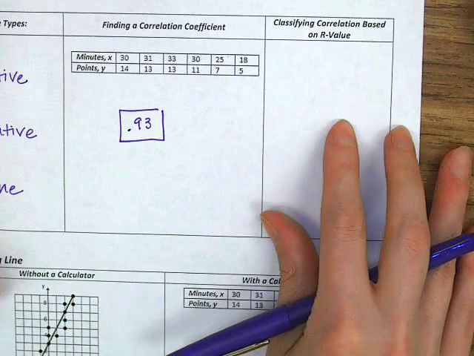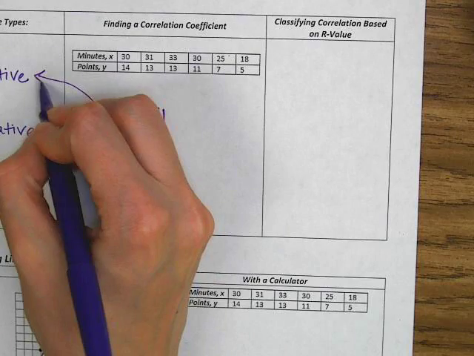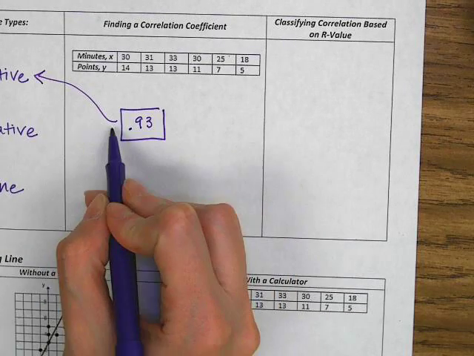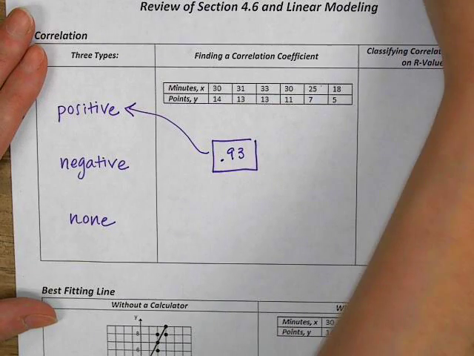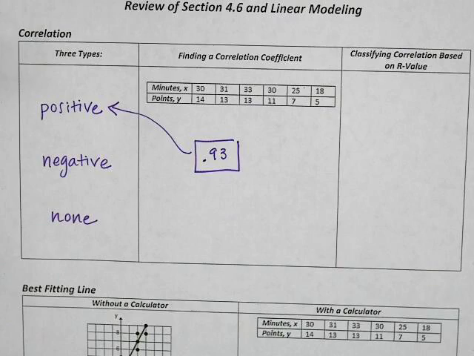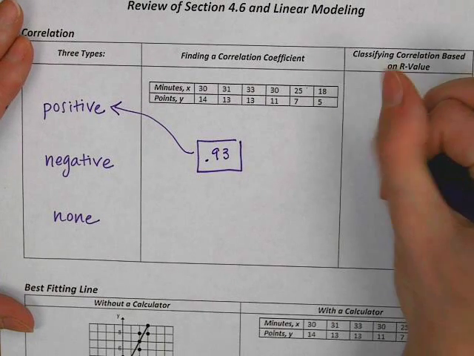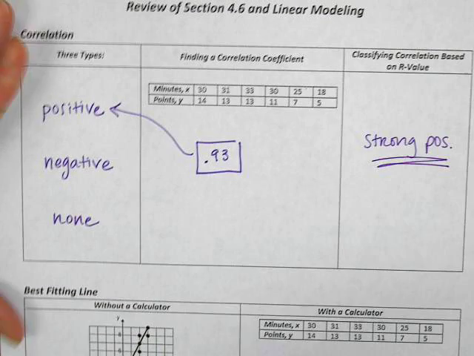And then classifying based on R. If it's a positive number, it's going to be positive. If it's a negative number, it's going to be negative. And if it's close to 0, it's going to be no correlation. And I would say this one's pretty strong. So I would even say strong positive because it's in the 0.9s.